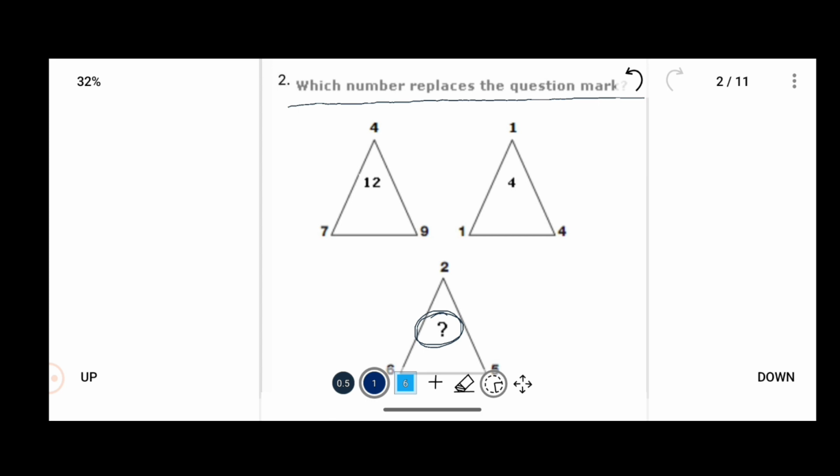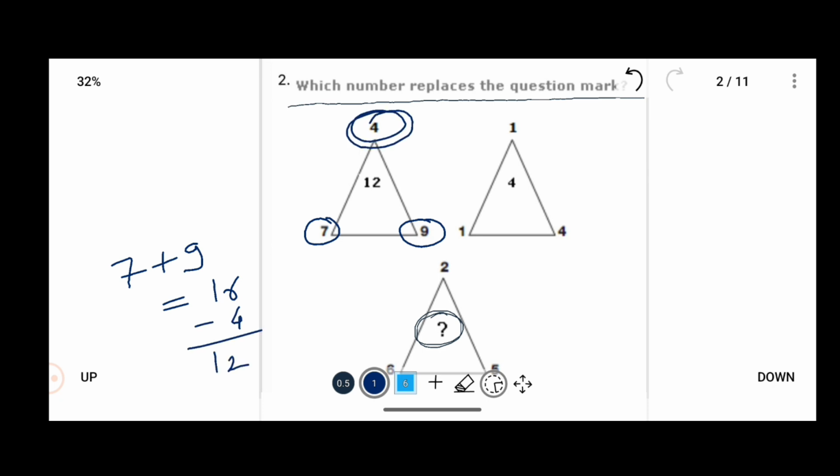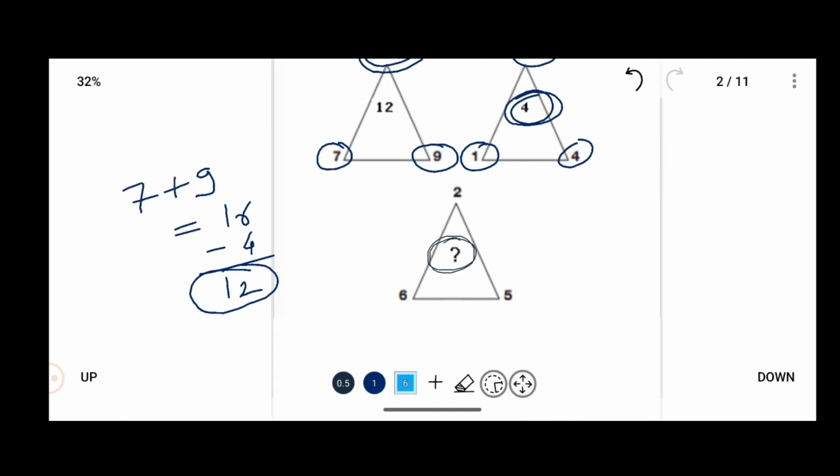What you have to do is that you just have to add these two numbers, the below numbers, which is 7 plus 9, which is equal to how much? It is equal to 16, and then you have to subtract this upper digit from here. So we are subtracting 4, it means 12. Similarly here we have to add 1 plus 4, which is equal to 5, minus 1, it means 4. So the answer will be 4 here, right? And similarly in this case, what you have to do, add 6 plus 5, which is 11, minus 2, it means 9.